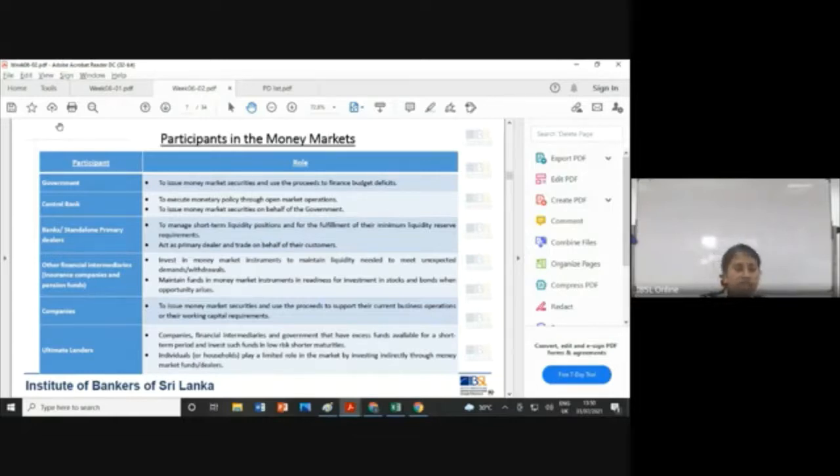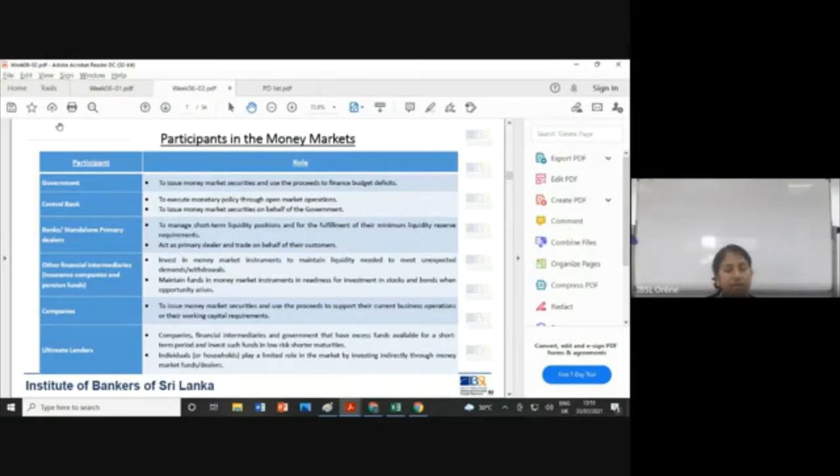Next, you have banks and standalone primary dealers also being involved in money markets. Again, they come in two different capacities. One capacity is as a borrower. The bank or the primary dealer has a short-term liquidity need. They have a reserve requirement. Let's say they have some imbalance in their liquidity position. To resolve that, they enter the money market to borrow funds. So they come in the capacity of a borrower.